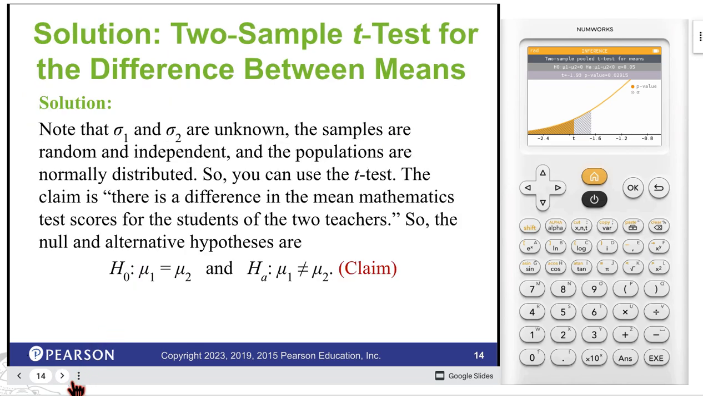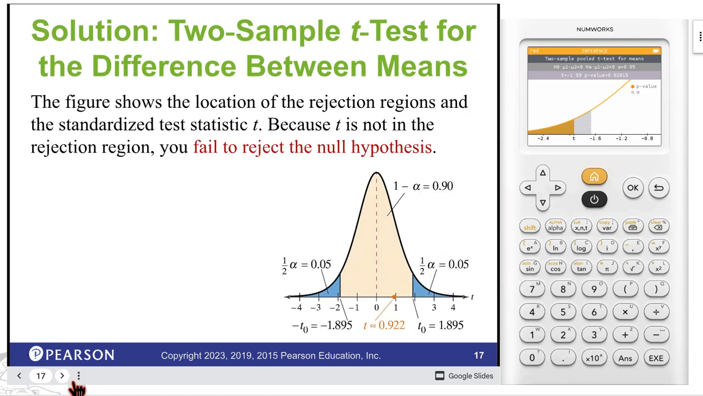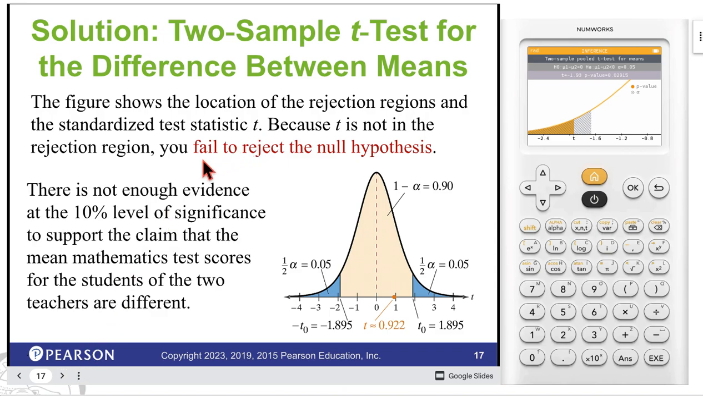But what you might like here is when you go through the examples, they tell you the fail to reject, and then they give you this nice verbiage of what it means when we fail to reject. There is not enough evidence at the 10% level of significance to support the claim that the mean mathematics test scores for the students of the two teachers are different. Again, it doesn't say they're the same, but it just says we can't say they're different. And certainly these tests do not directly test something as it goes.